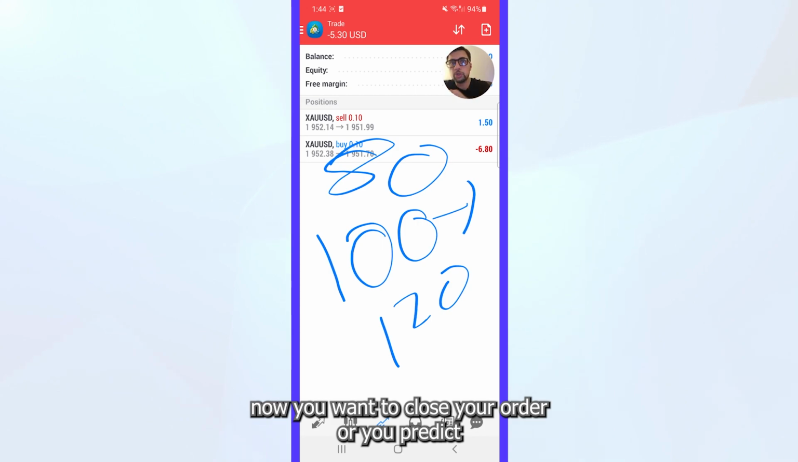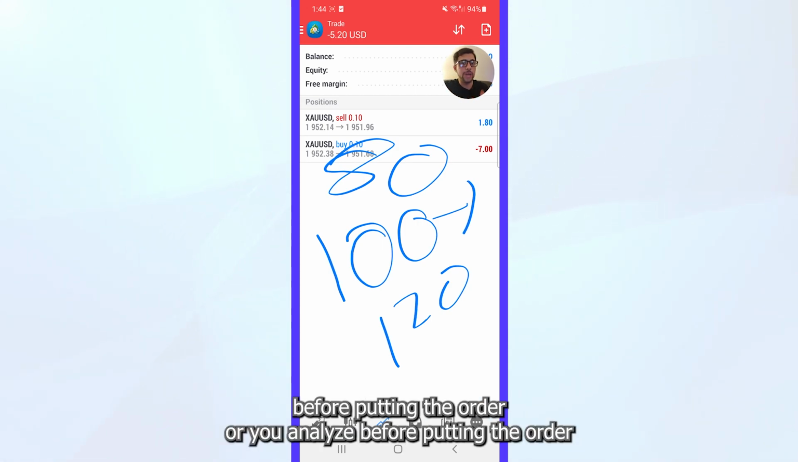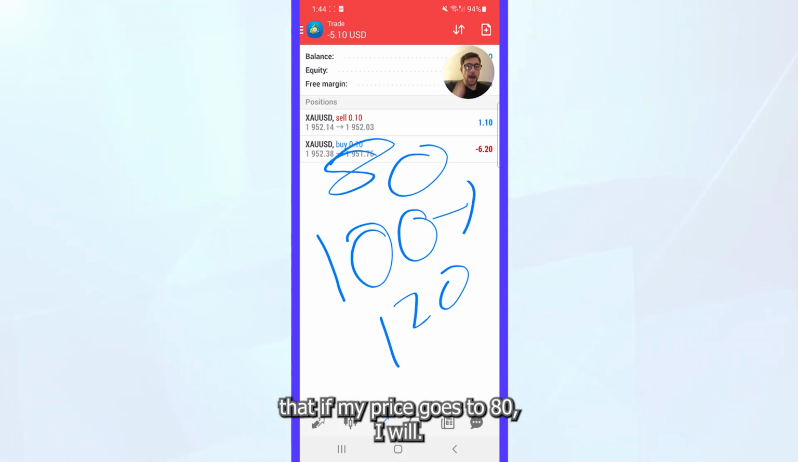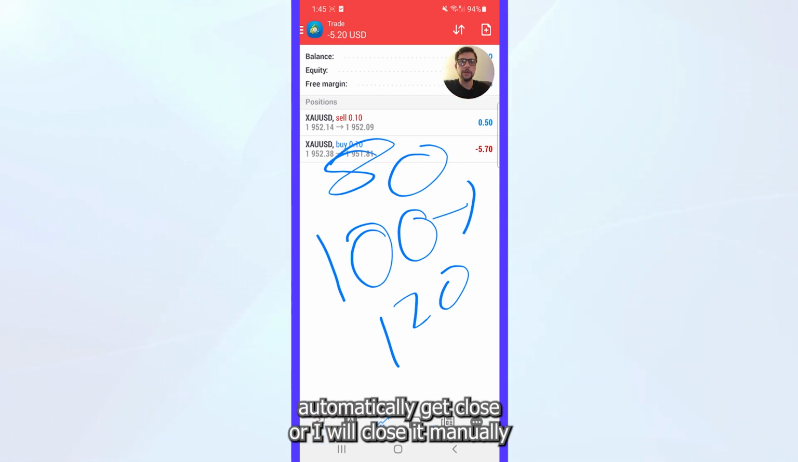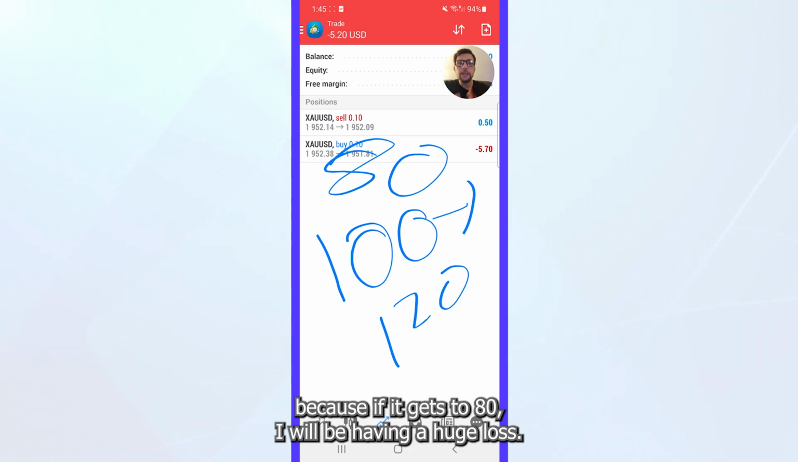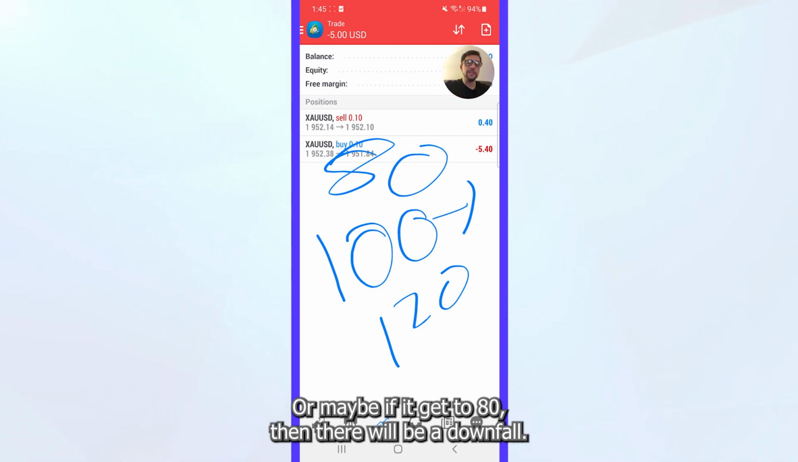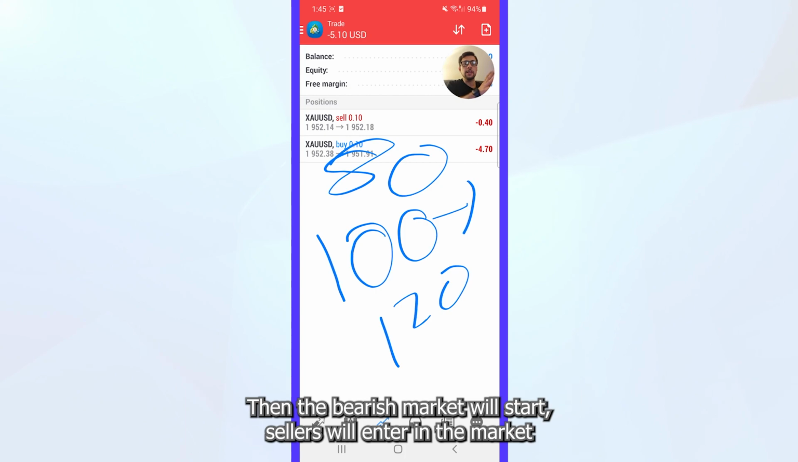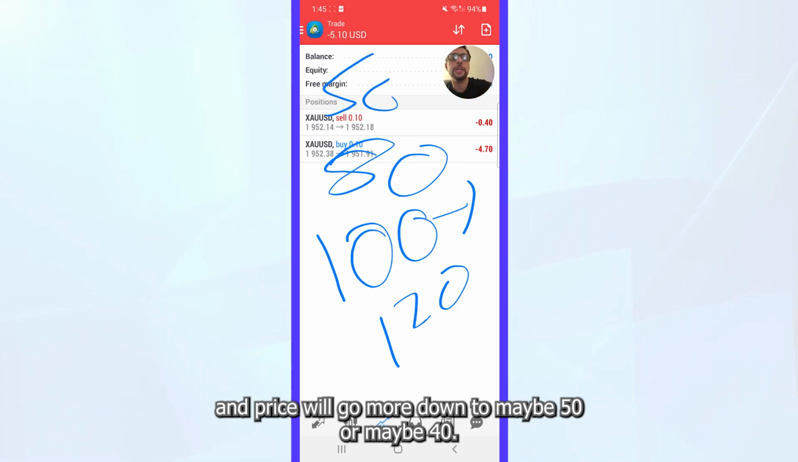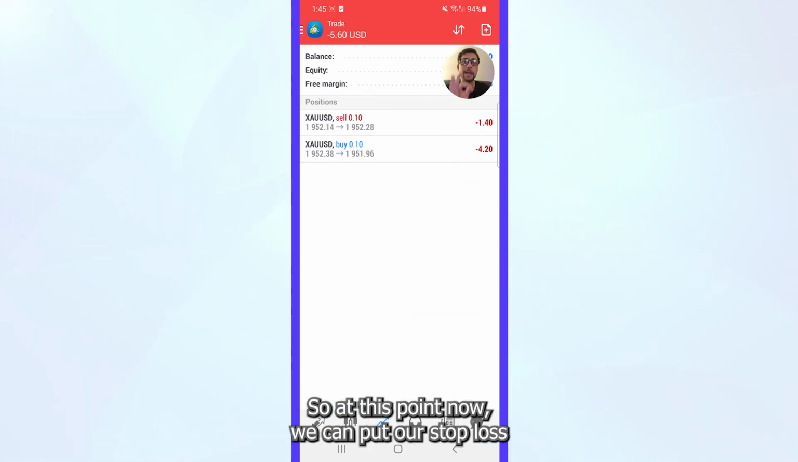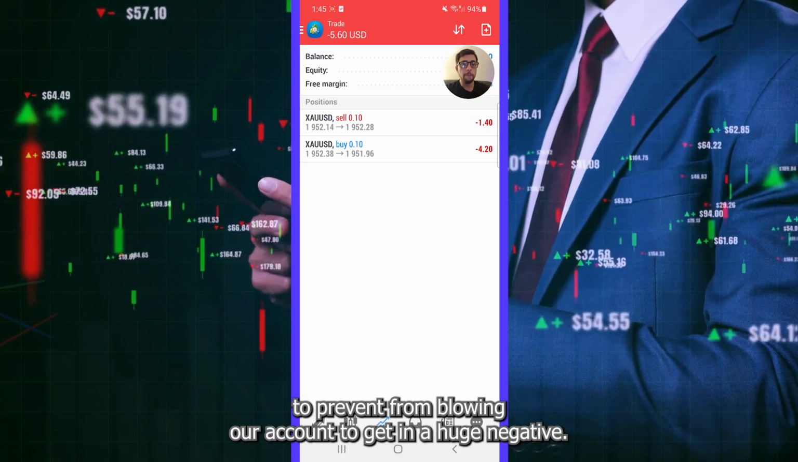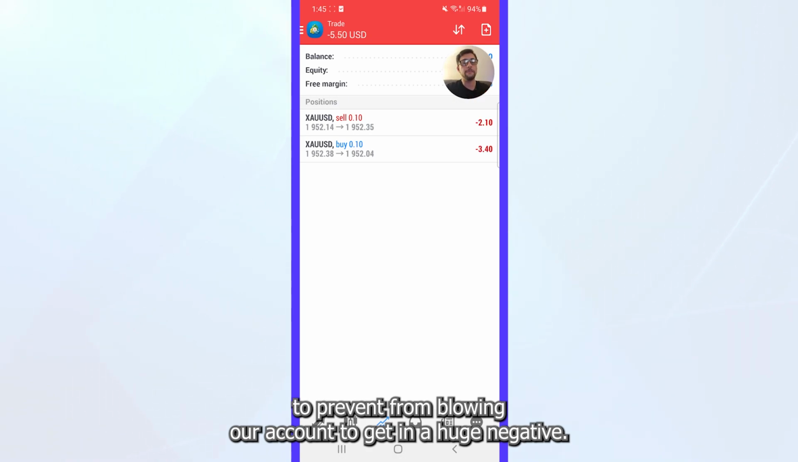Now you want to close your order, or you analyze before putting the order that if my price goes to 80, I want my trade to automatically get closed, or I will close it manually. Because if it gets to 80, I will have a huge loss, or maybe there will be a downfall, the bearish market will start, sellers will enter the market, and price will go down to maybe 50 or 40. So I will have a huge loss. At this point, we can put our stop loss to prevent blowing our account and getting into a huge negative.